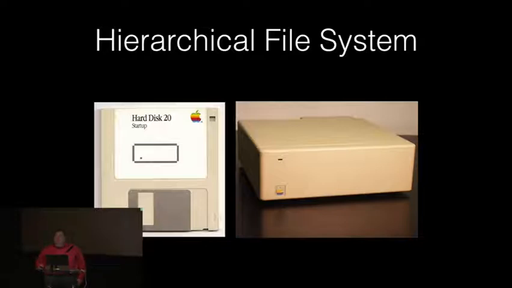So the reason for the change is that MFS had been optimized for use on very small and slow media, namely floppy disks. In contrast, the Hard Disk 20 contained an enormous 20 megabyte hard drive, which provided over 50 times the data storage of the stock 400 kilobyte drive.